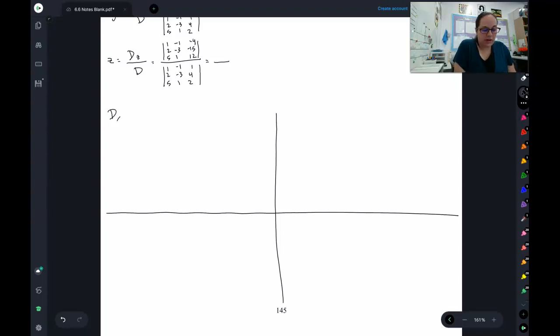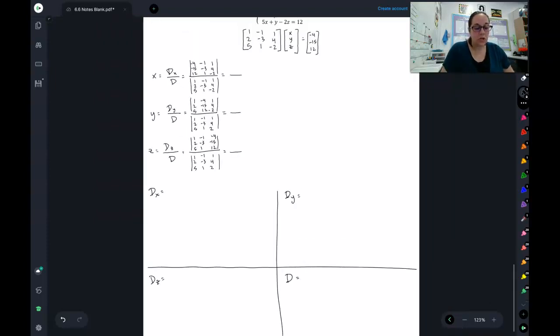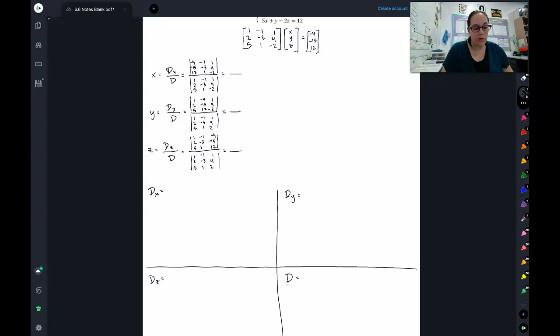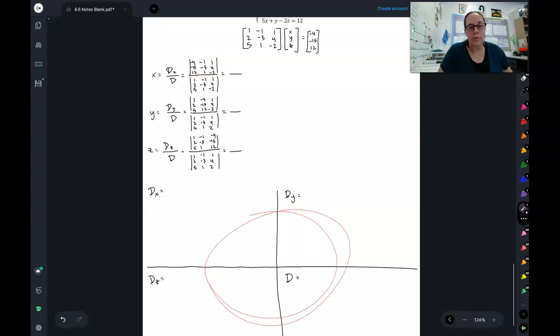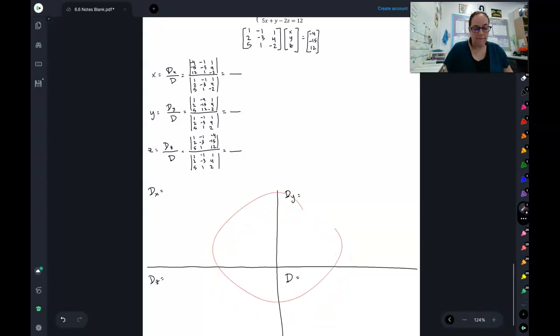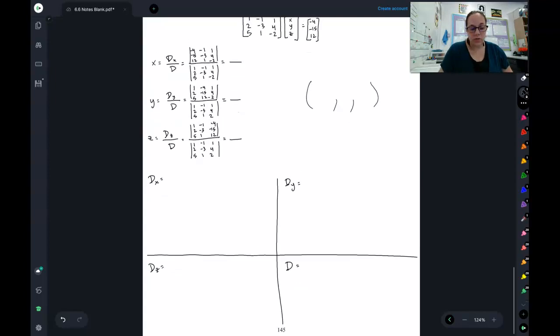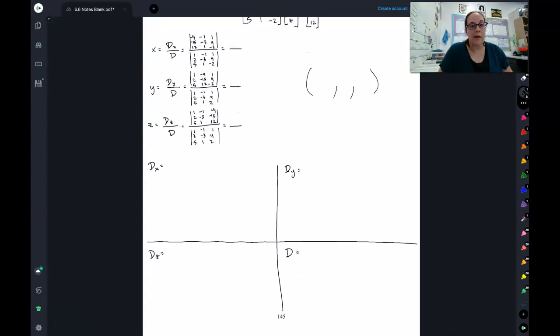We need to find dx, dy, dz, and d. So at this point, what I'm going to have you do is pause the video, and I'm going to let you use, these are 3 by 3s, so we can use expansion by minors or diagonals. You can use either method, whichever one you prefer. Find all 4 determinants, plug in your answers, and then solve for the whole system by the end. Pause the video, try this out using whichever method you want, and then come back to check your work.